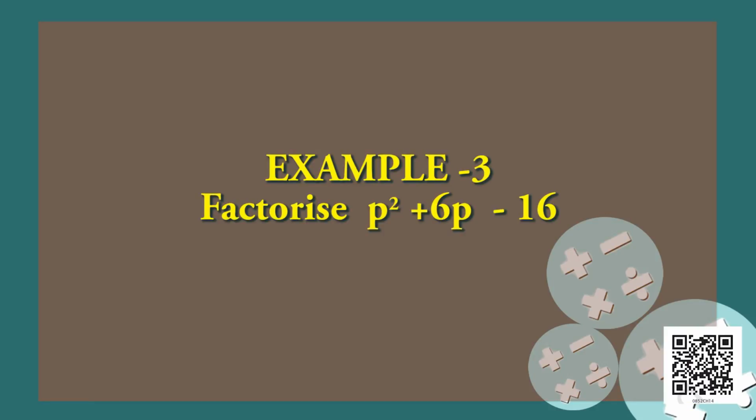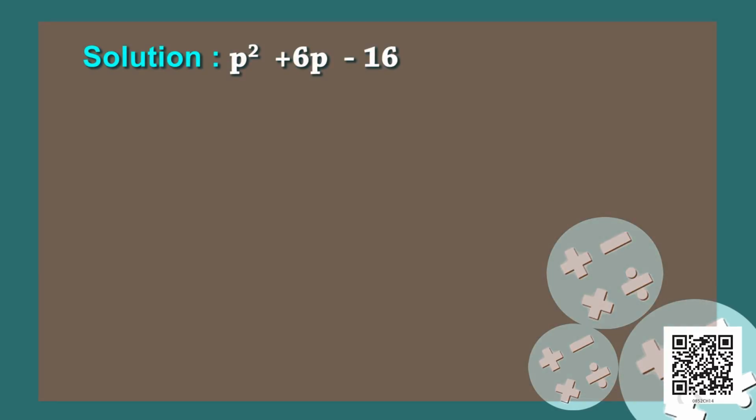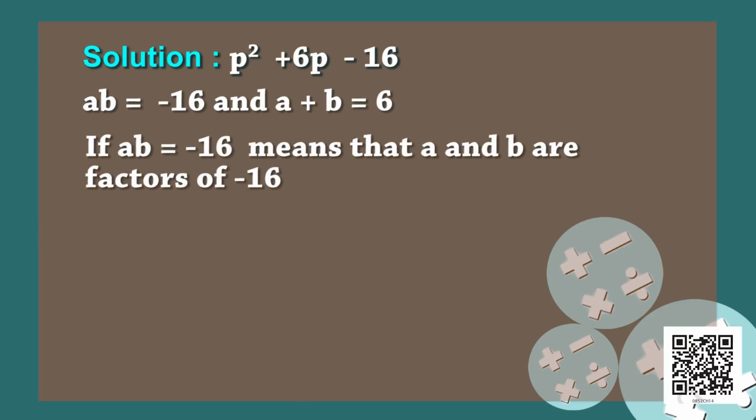Now, let us take one more example. Example 3, factorize p square plus 6p minus 16. Consider the given expression p square plus 6p minus 16. Again, if you compare the RHS of the identity 4 with this expression, we find a into b is equal to minus 16 and a plus b is equal to 6. Look, a b is equal to minus 16 means a and b are factors of minus 16.